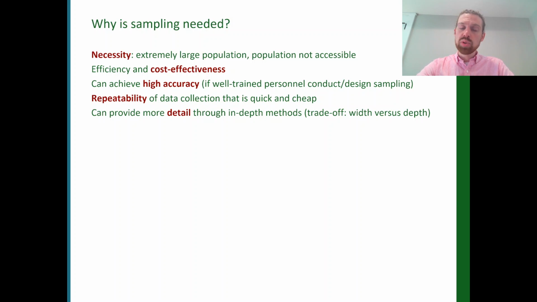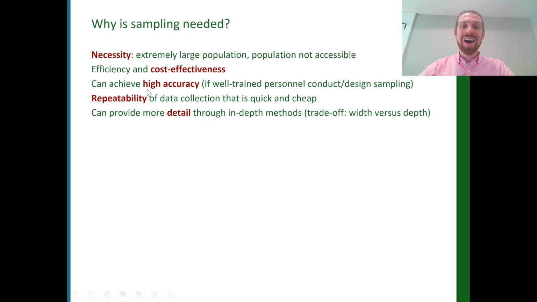Why do we need to sample? Well, really, it's through necessity. Okay, so we might have very large populations. Maybe the population isn't accessible. Maybe it's just expensive to survey a full population, and therefore we need to find more efficient, more cost-effective approaches to derive population-level parameters so that we can understand information at a larger level.